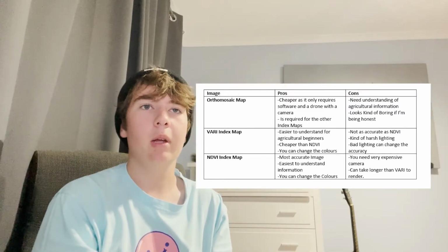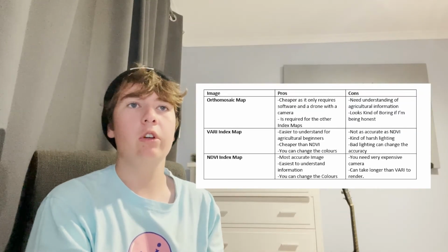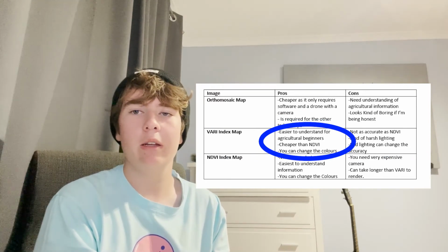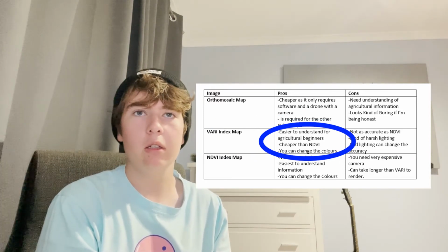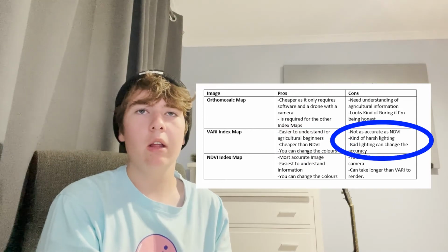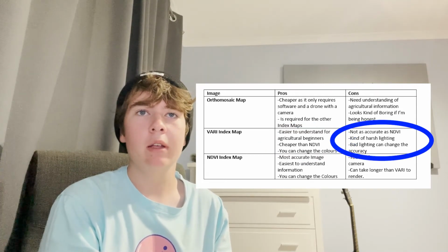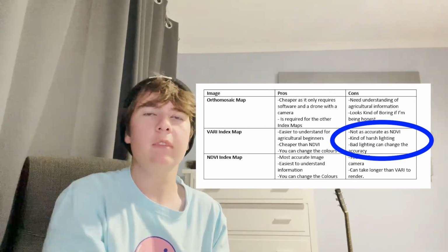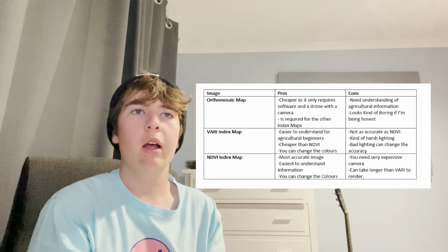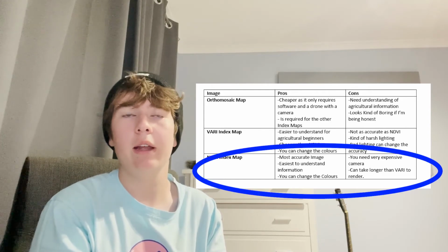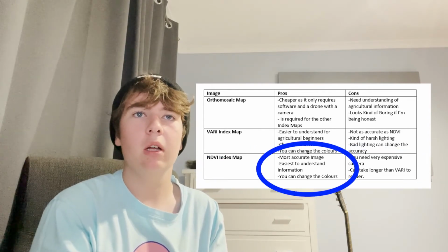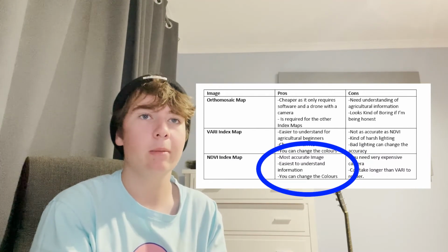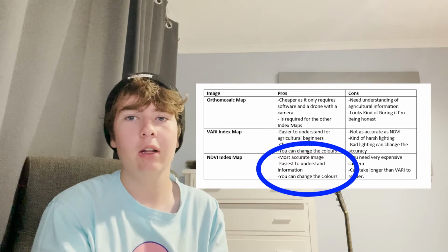The VARI index map, as shown in the middle of the chart, is easier to understand for agricultural beginners, cheaper than NDVI, and you can change the colors. But the cons are that it's not as accurate as NDVI, and harsh lighting and bad lighting can change the accuracy. In the bottom of the chart, I have listed the pros and cons of the NDVI index map. Pros are it's the most accurate image and it's the easiest to understand information as it's the most accurate, and you can change the colors.